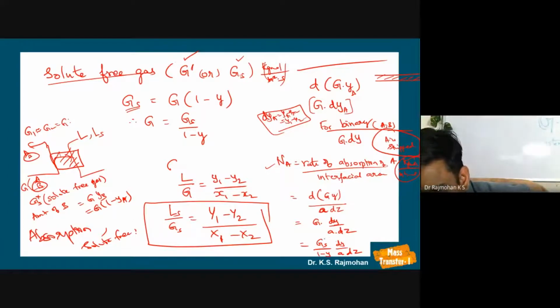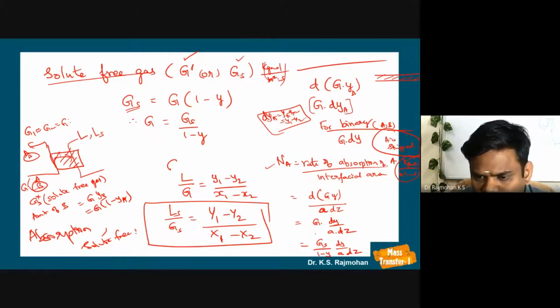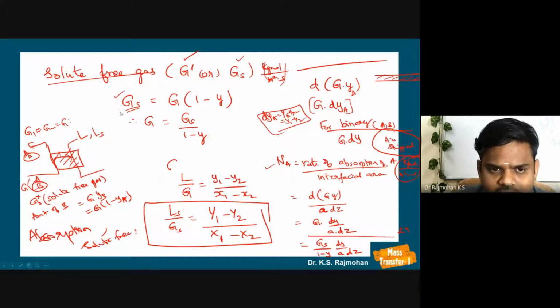So instead of G we can write GS. G is equal to GS by 1 minus y. This we have seen in the previous lecture, refer to lecture number 29. In this lecture we are introducing the solute free basis. So what is the solute free gas flow rate? GS equal to G into 1 minus y. So we can write G equal to GS by 1 minus y. That is what we are introducing here.